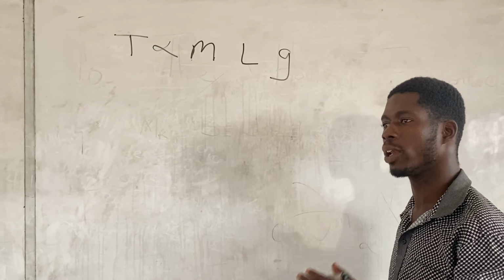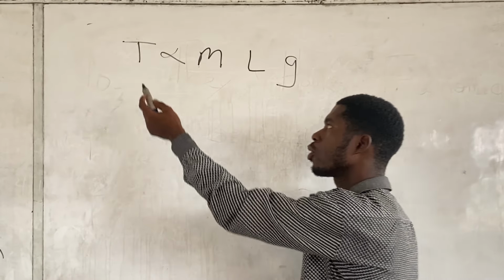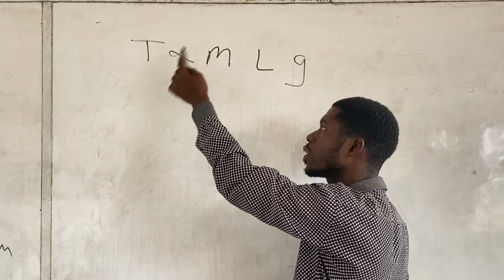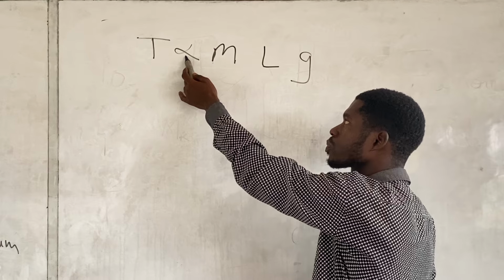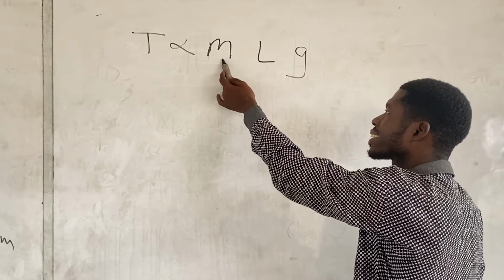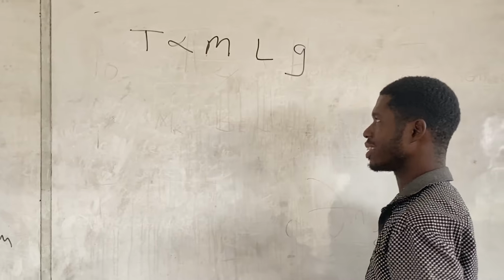It says the period of oscillation depends. The period of oscillation is T. As soon as they say depends, you bring this symbol, this proportionality. Then it depends on mass, length, and gravity.